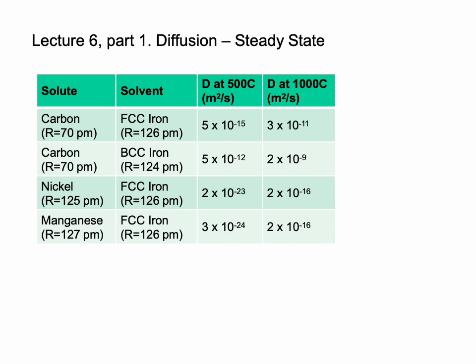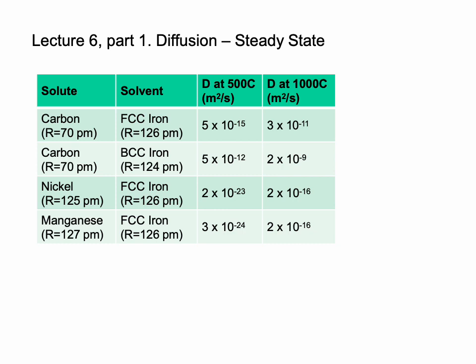So carbon diffusing in FCC iron would be 5 times 10 to the negative 15 meters squared per second. And at a higher temperature, the power goes down to 10 to the negative 11. As the negative exponent gets smaller, the value of the number gets bigger. So 3 times 10 to the negative 11 is much bigger than 5 times 10 to the negative 15. So again, it's faster at higher temperature.